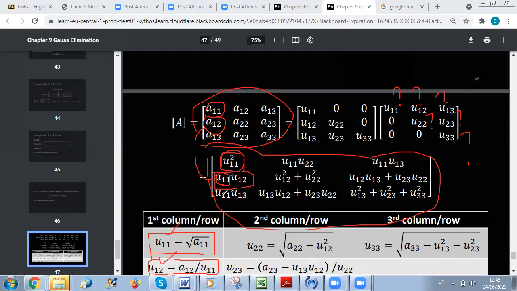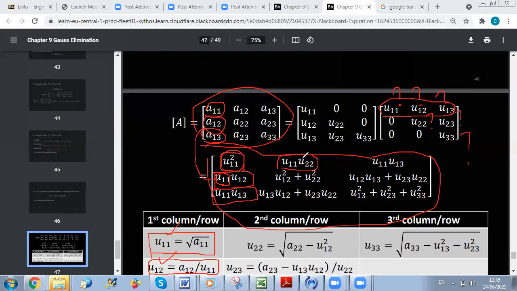Now I move to the third element of the first column. U11 U13 is equal to A13. So I can replace U13 by A13 over U11. So already I am done with the first 3 unknowns. I still have only to compute the other 3. So now I move to this element here. I want to get U22.